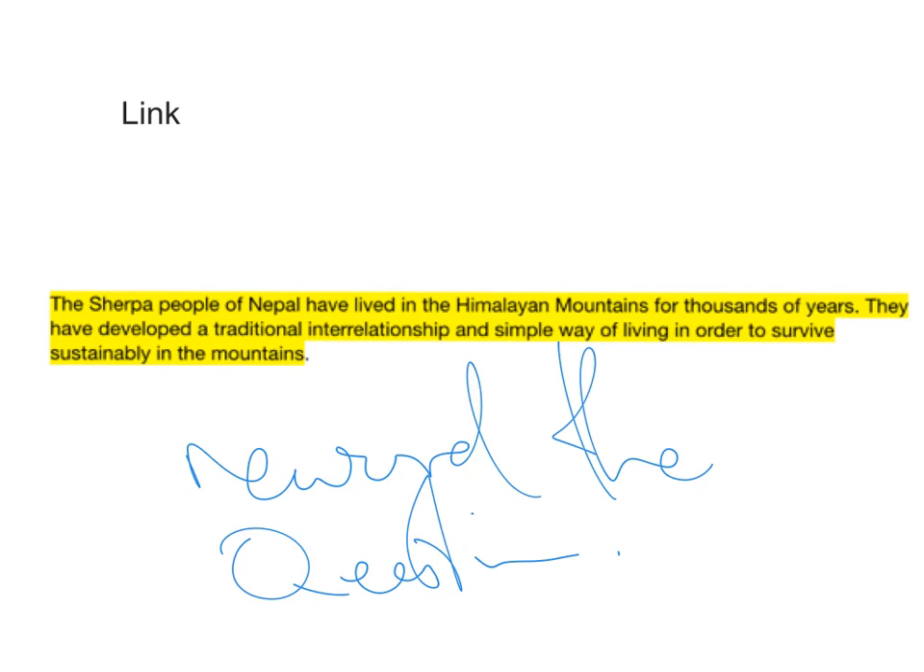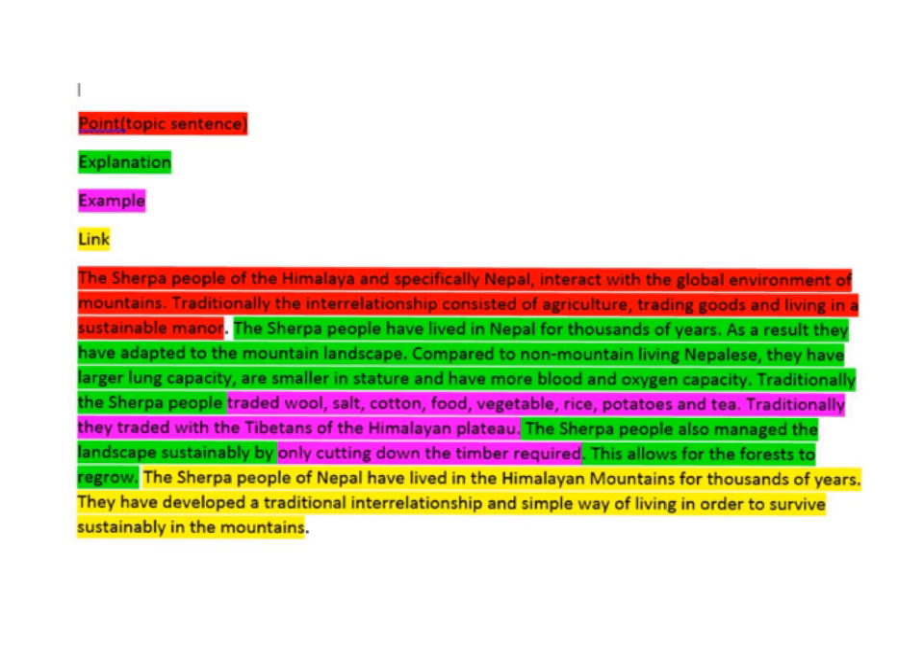And what you'll be able to see now is that when the whole thing is put together, my topic sentence is in red, my explanation and example in purple, and then my link in yellow. If I look here and I highlight it this way, as a student, you should be able to highlight your work and then evaluate it and reflect on it.